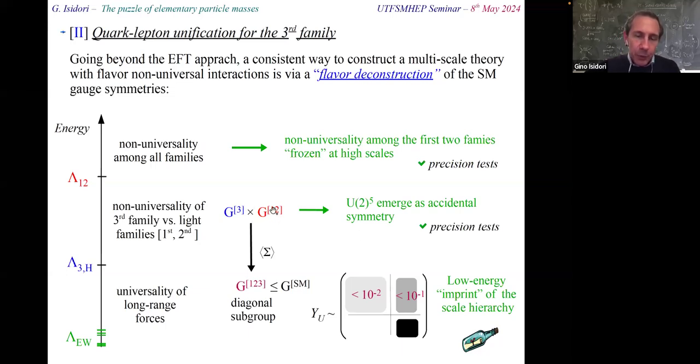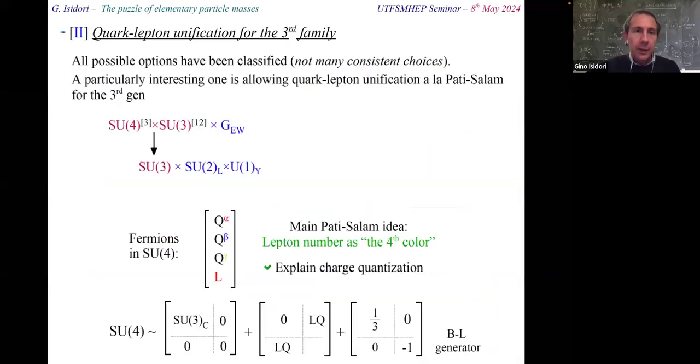Now we have several options because we can discuss what G is, if it is SU(2) left, SU(2) right, or other groups. All the options have been classified. Actually, recently we have classified them. There are not many consistent choices, because they are basically related to the groups that we have in the standard model. A particularly interesting option, which I want to discuss here in slightly more detail, is the idea that the last symmetry breaking step is the one where we deconstruct flavor, sorry, flavor deconstruct color.